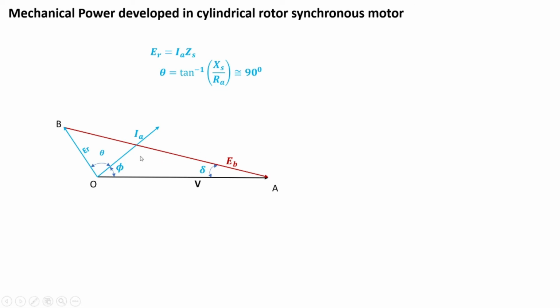Now let's find different angles inside different triangles in this phasor diagram. As this angle is delta and this angle is phi, this angle is 180 minus phi plus delta. As the total angle is 180 degrees, the angle between EB and the Ia phasor is phi plus delta, which is nothing but the internal power factor angle. So the internal power factor angle in the leading power factor case is psi equals phi plus delta. As this angle is psi, this angle is also equal to psi.